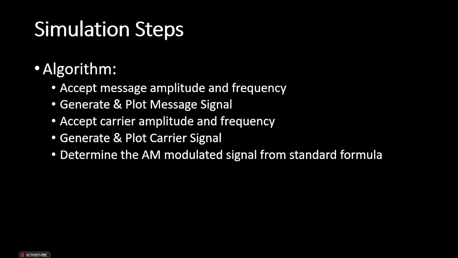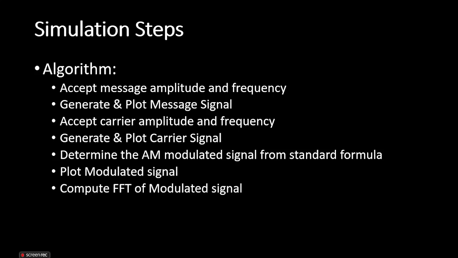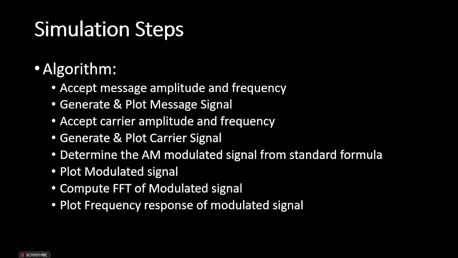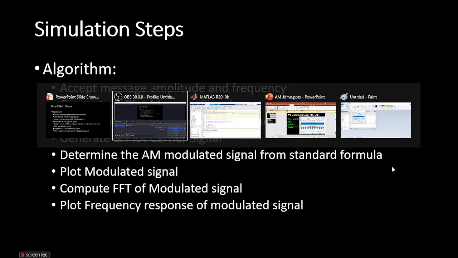Later on, we will determine the AM modulated signal from the standard formula. That standard formula is Ec plus m(t) multiplied by cos 2 pi fc t. Fine. Later on, we will plot the same modulated signal. Then we will compute the FFT of the modulated signal. In the sense, we are converting a time domain signal into a frequency domain signal, and then we are going to plot the frequency response of the modulated signal. Let us see how we can simulate all these steps by using Matlab.